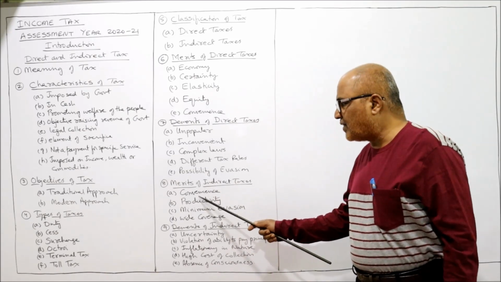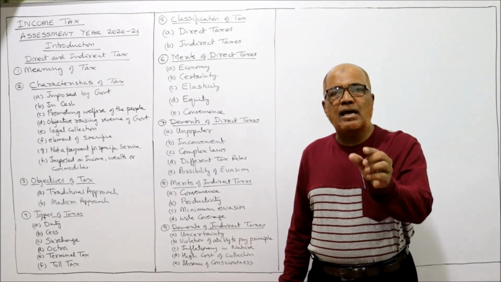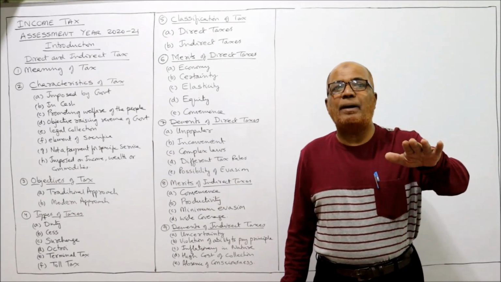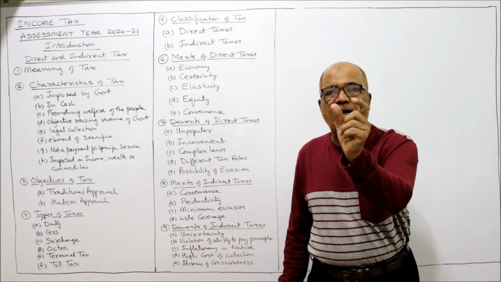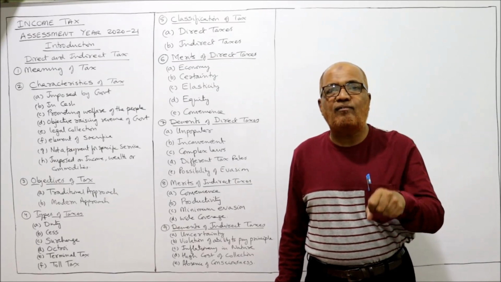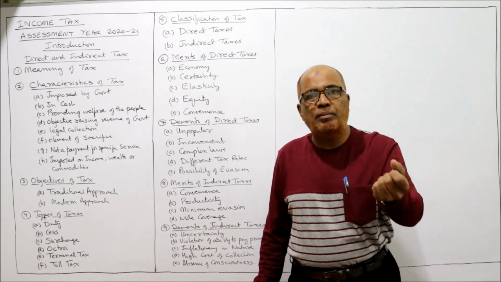So what are the merits? First, convenient. Because a person is not separately paying the tax, it is included in the price of goods. So he will not feel the pinch. So it will be convenient.